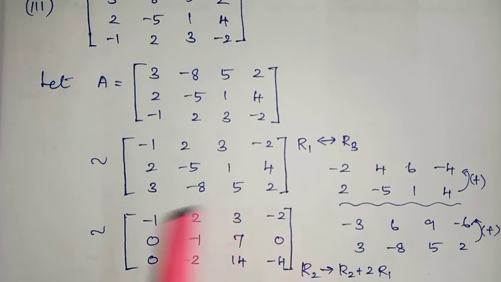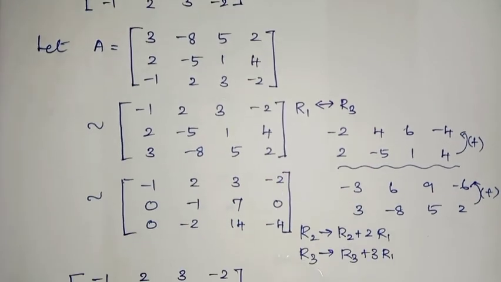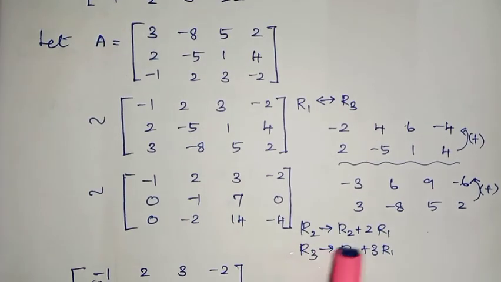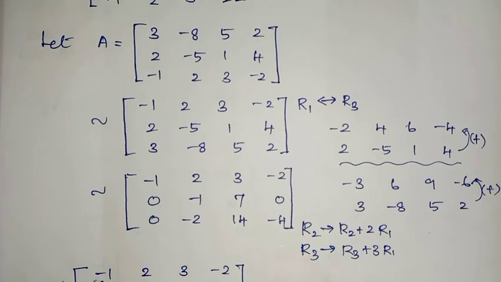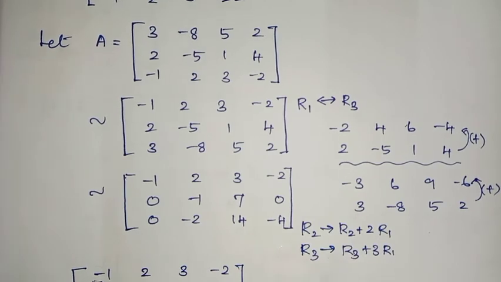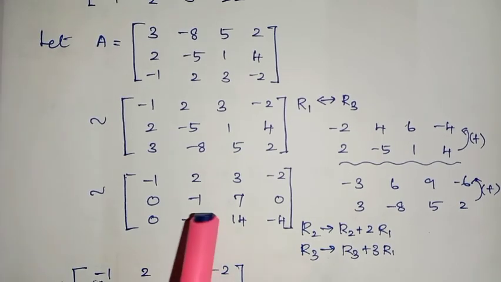Okay, so we made some changes. So that has been written here. R2 implies R2 plus 2 times of R1 and R3 implies R3 plus 3 times of R1. Okay, now what you have to do is using this one, I have to make this particular element as 0.